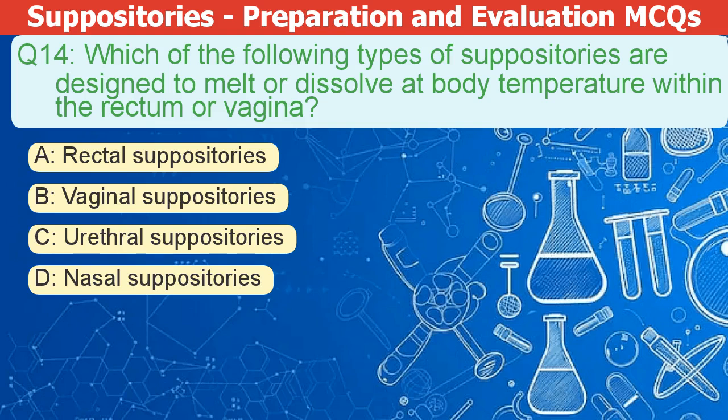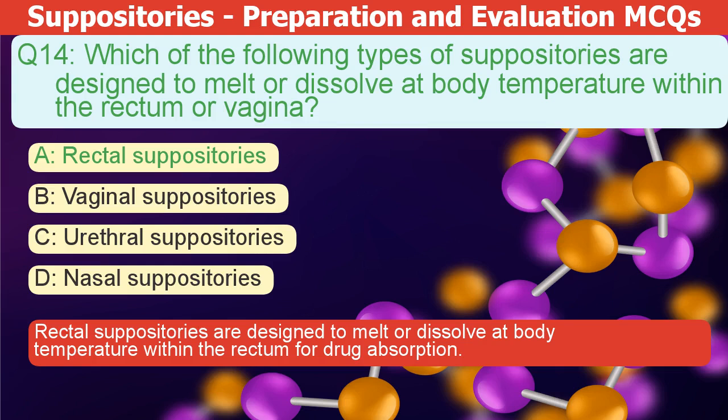Which of the following types of suppositories are designed to melt or dissolve at body temperature within the rectum or vagina? A. Rectal suppositories. B. Vaginal suppositories. C. Urethral suppositories. D. Nasal suppositories. The correct answer is A. Rectal suppositories are designed to melt or dissolve at body temperature within the rectum for drug absorption.